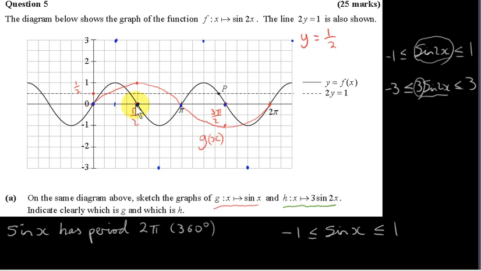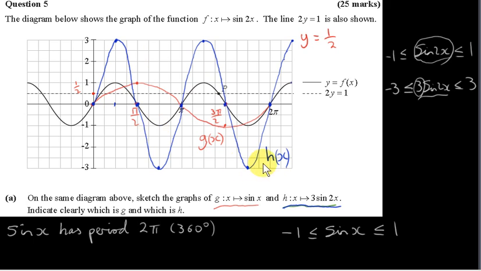This point will still be 3 times naught is naught, 3 times minus 1 is minus 3, 3 times naught is naught, 3 times 1 is 3, 3 times naught is naught, 3 times minus 1 is minus 3, 3 times naught is naught, 3 times 1 is 3. Just multiply the main values by 3 and then try to draw a rough curve between them. So I'm showing h of x in blue.